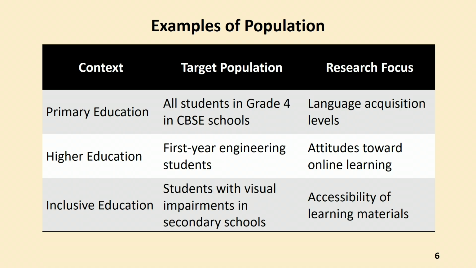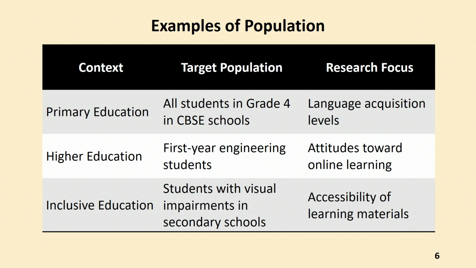Let us see some examples of population. You can see here context, target population and research focus. I have divided this context into three different aspects. First is primary education, second is higher education, and third is inclusive education. So let us see the target population for primary education: all students in grade 4 in CBSE schools. Research focus: language acquisition levels.